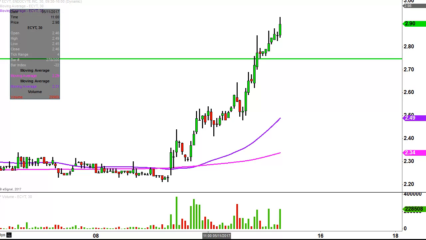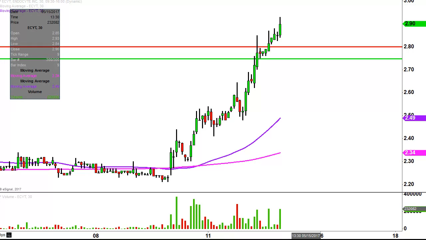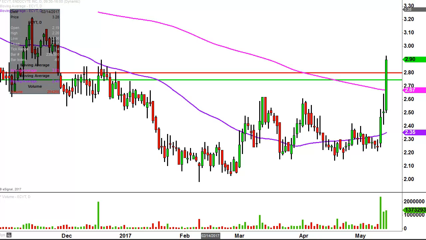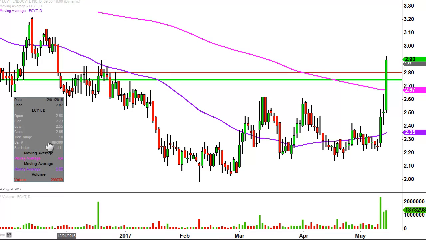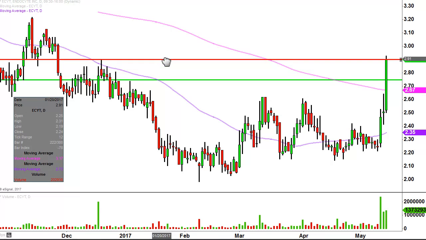Now, what about potential areas of resistance? For this, I'm actually going to change time frames, which is a good problem to have, because we're going to have to go back a ways into the chart's history, because the price has not been up as high for a while. So let's see.